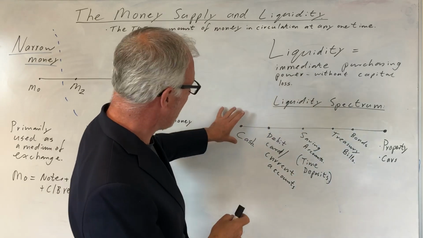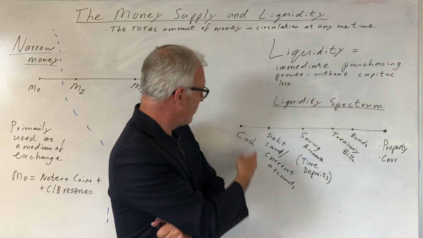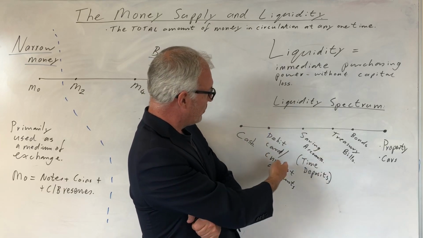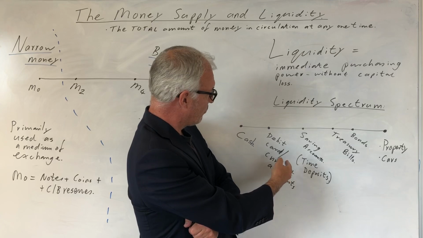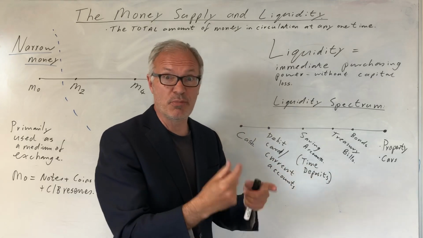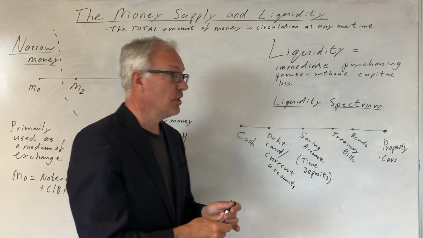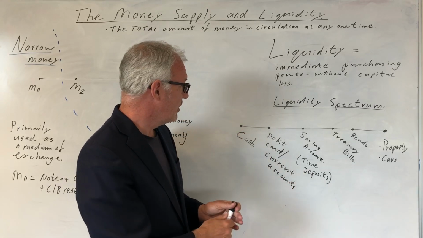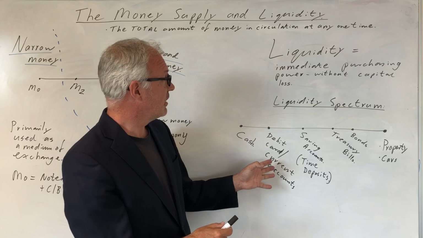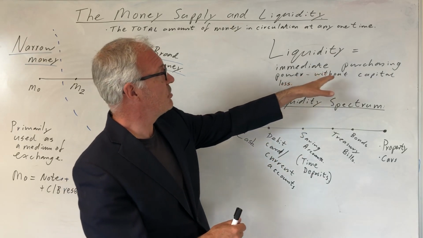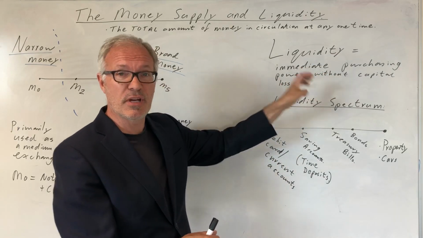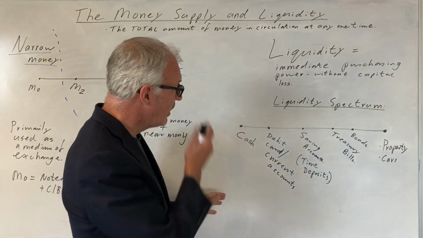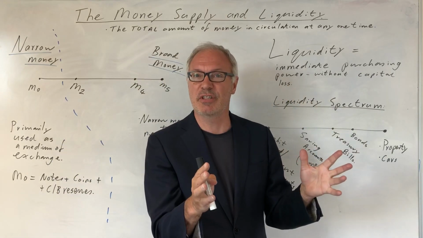If we start off with cash, this is probably the most liquid we can get. Then we've got debit card payments from current accounts. But these will pretty well act like cash. So if you use your card or your phone to pay for something, you can do it pretty well instantly. So you can have immediate purchasing power and you're not going to have any capital loss and there's no time loss. However, imagine you had a savings account.